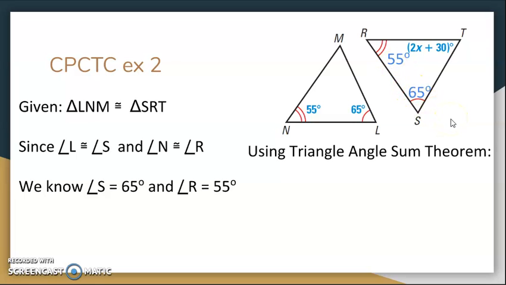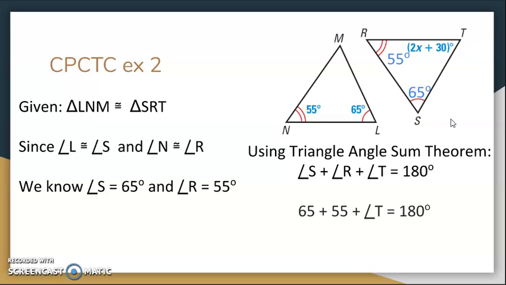Now we'll just use the old triangle angle sum theorem, and we know that all three angles in triangle SRT must equal 180 degrees. Substituting in, I can solve for T and find it's 60 degrees.